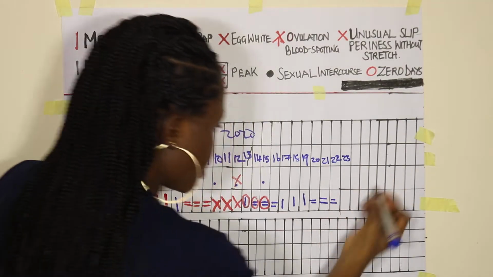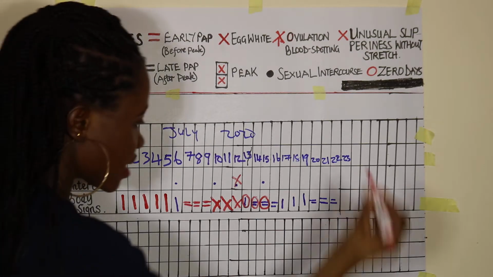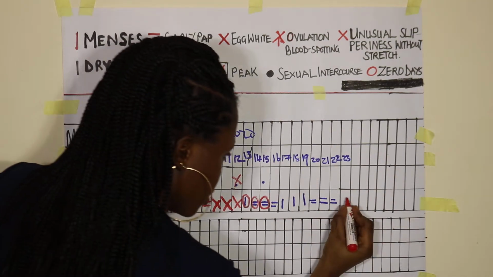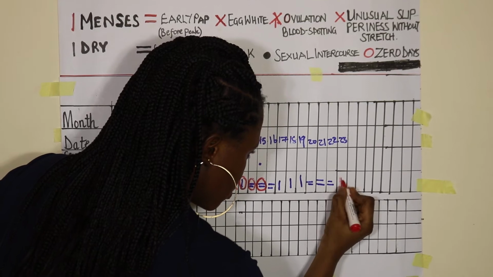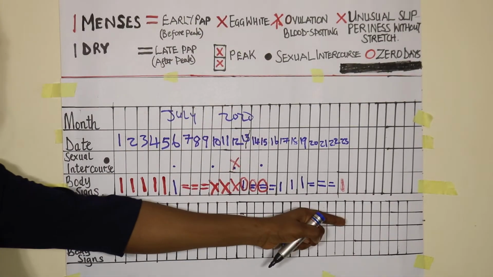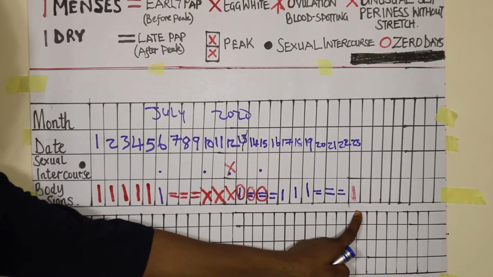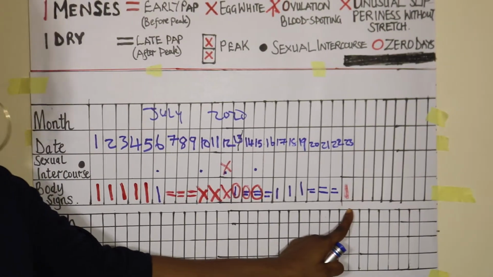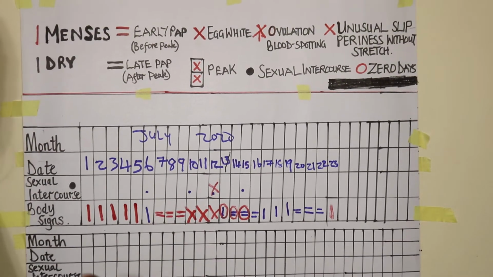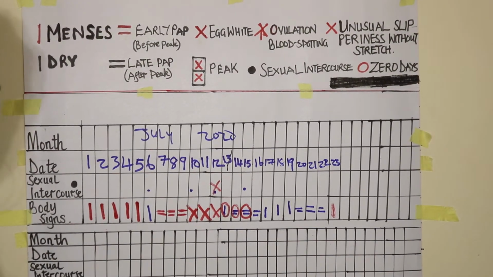Cycle day 23, her period started. My red pen, red stroke down, is the menses sign. So her menses started on cycle day 23. This is for a lady who has a 23-day cycle. Yours might be 28, 25, 27, 30.